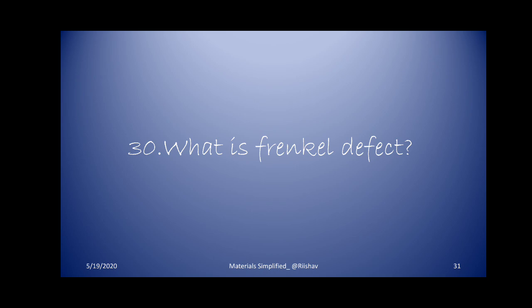What is Frankel defect? In case of Frankel defect, an atom from my lattice moves from there and goes and sits into the interstitial voids. Thus I have created a vacancy as well as an interstitial occupancy. This is Frankel defect. It means if I have a lattice, one of the atoms from the lattice moves from its original lattice point and goes and sits at the interstitial voids.